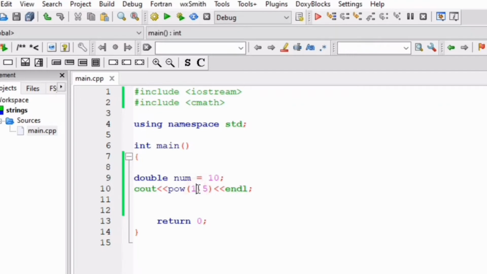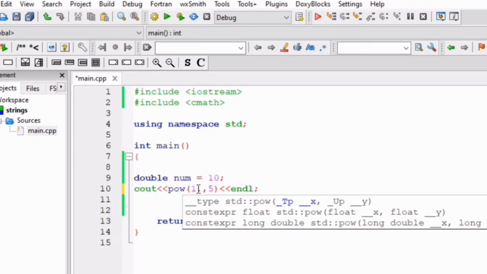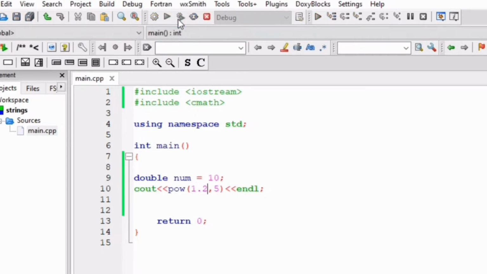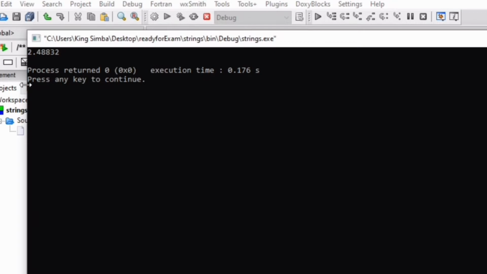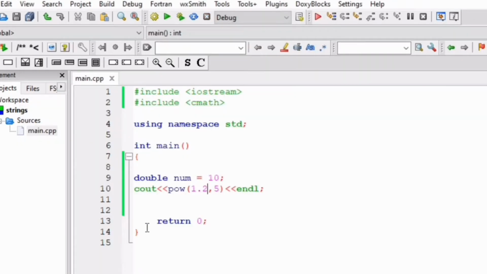So let's try a decimal number. Let's say 1.2 to the power 5. Let's run the program. Then it's 2.76. So whenever you're using decimals, we do not have problems when using doubles.